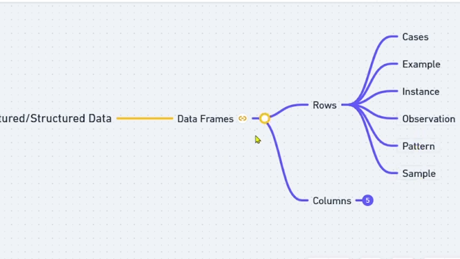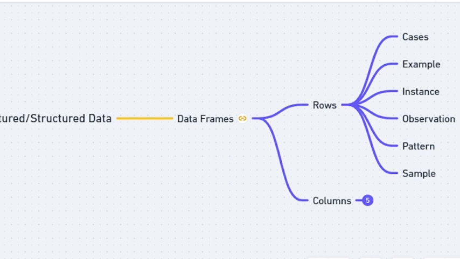So in your data analysis task, someone will tell you that this data frame has got 10,000 cases, to mean that it has got 10,000 rows, because a row holds cases. Or this data frame has got 10,000 examples or instances or observations or patterns or samples. So when you hear that, in a nutshell, that's just another name for a row.